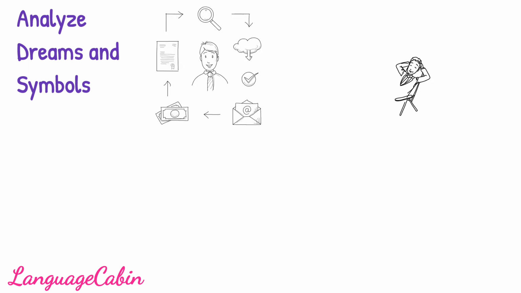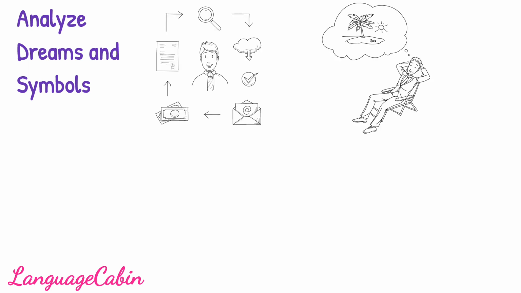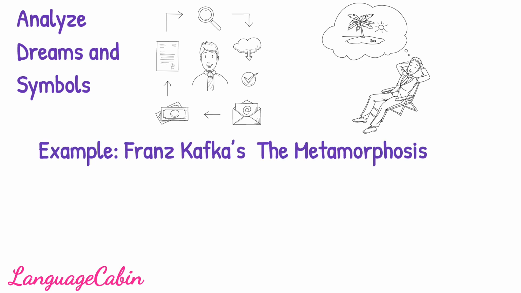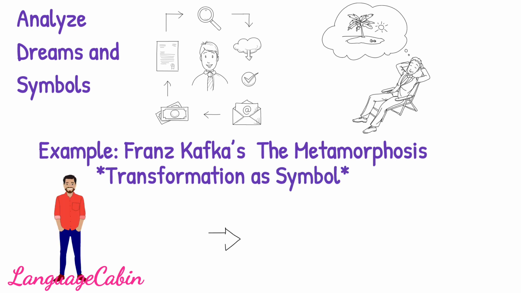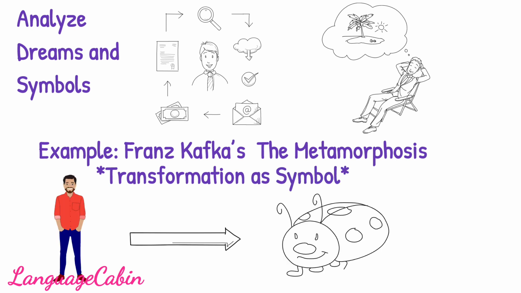Analyze dreams and symbols. Texts often contain symbols, images, and dream sequences that can be interpreted for their deeper, often hidden meanings. Example, Franz Kafka's The Metamorphosis. Transformation as symbol. Gregor Samsa's transformation into a giant insect can be seen as a symbol of his deep-seated feelings of alienation and worthlessness. The insect represents his unconscious view of himself as disgusting and insignificant.